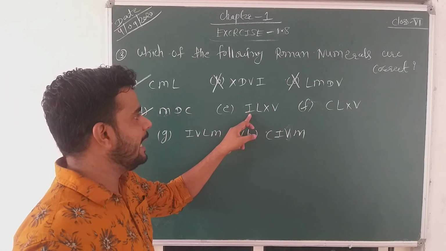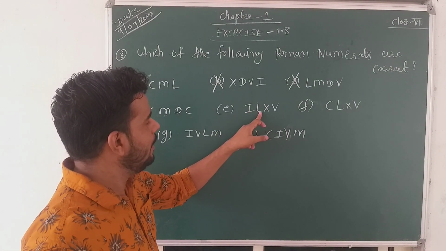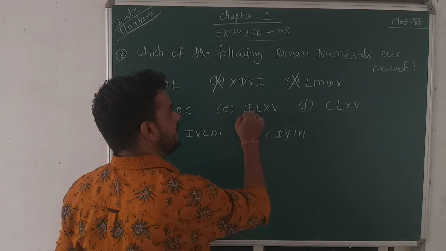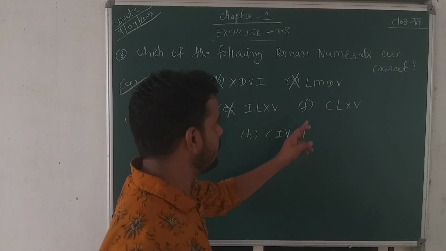Next, I means 1, L means 50, X means 10. So it is not possible. 1 cannot come directly before 50; here 10 should come. It is not possible. Not a Roman number.